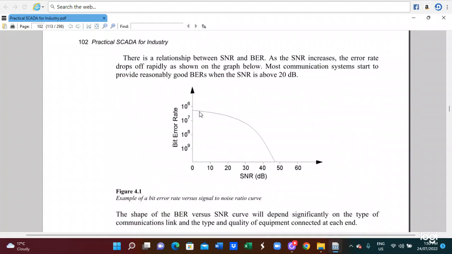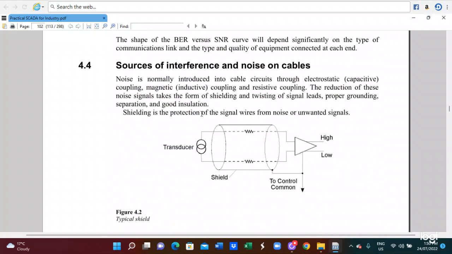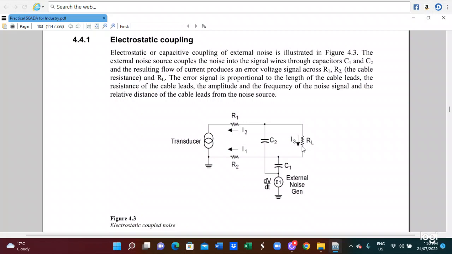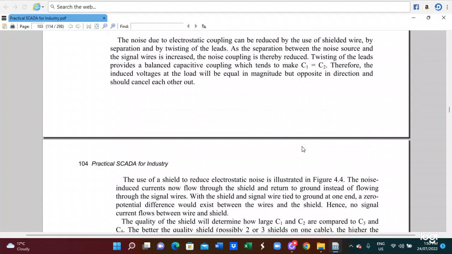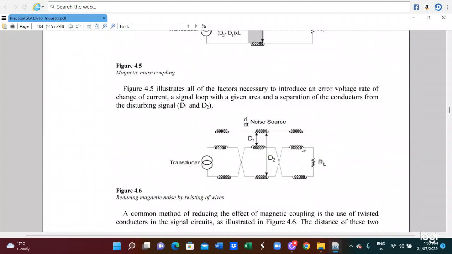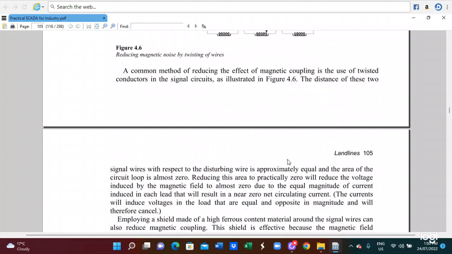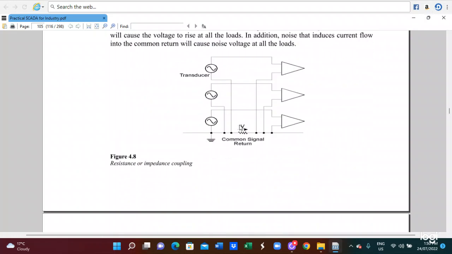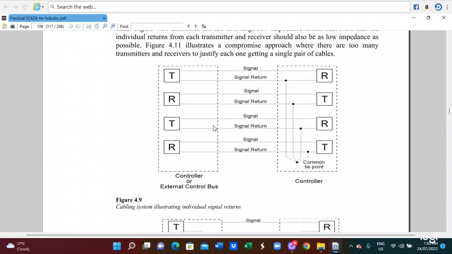So this is for the signal migration for the landline. Here there will be interference on the cable, and electrostatic coupling to reduce the Ethernet noise. Also magnetic coupling, and also the fusion wire, reducing the magnetic noise by using the fusion wire. Also the independent coupling method for the wire and the control bus arrangement.